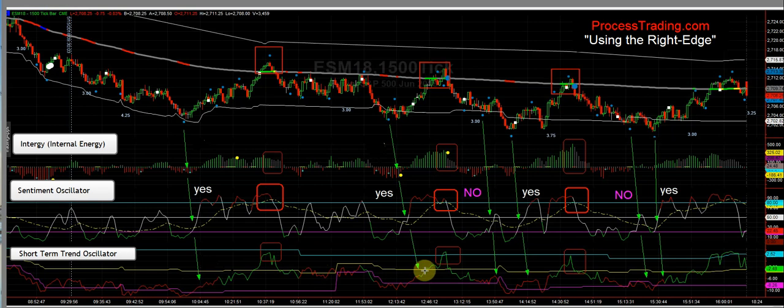So this is in fact a pullback line, and you want to interpret it and trade it as such. So when price breaks through the pullback line, you can see it hit it here and it pulled up to here and then was going to start to resume, but it didn't. It broke through the pullback line.